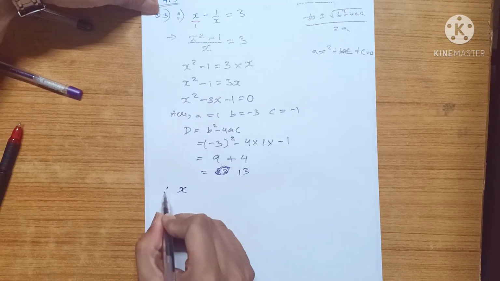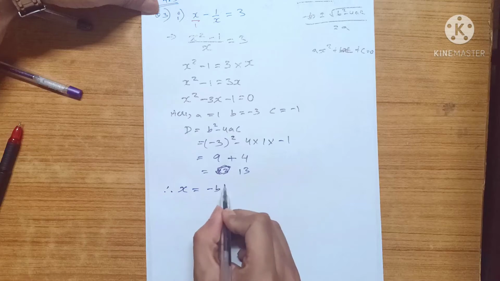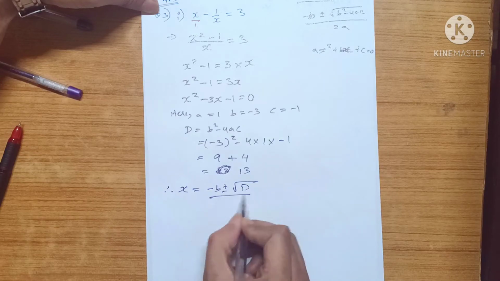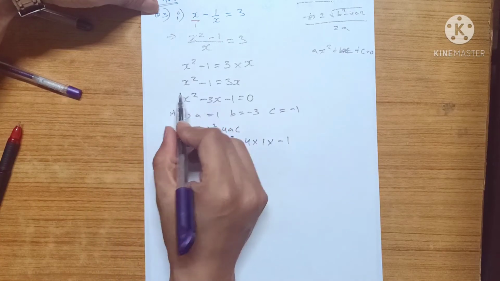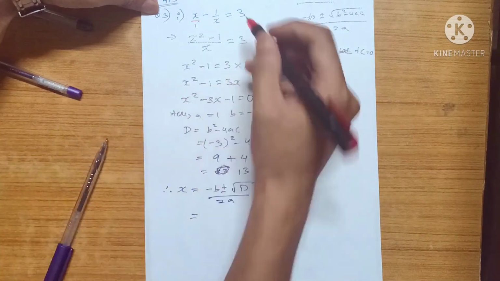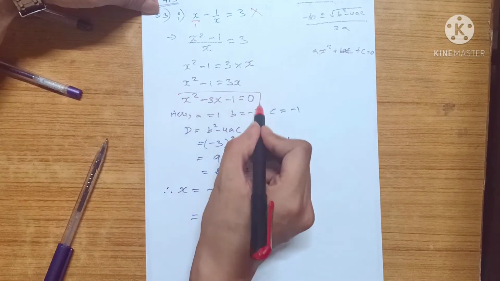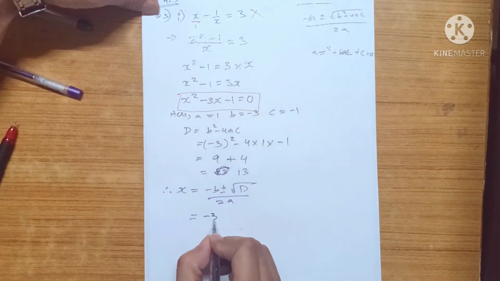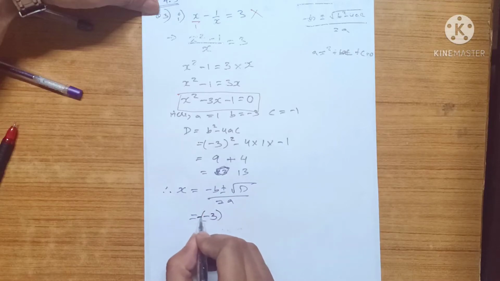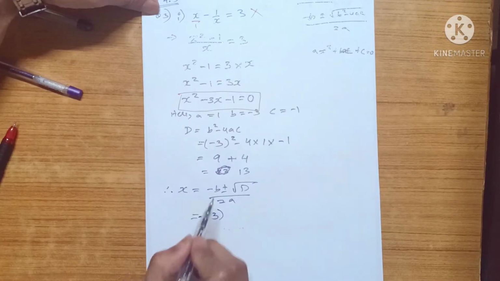Next, when you're finding x, therefore x equal to minus b plus minus root over D by 2a. So instead of b, we're going to put what? We're taking a, b, c from which one? From here, not from here, not from here, but after the quadratic form is formed. So b is minus 3. But the minus is outside here. Always remember this. Lots of students forget.